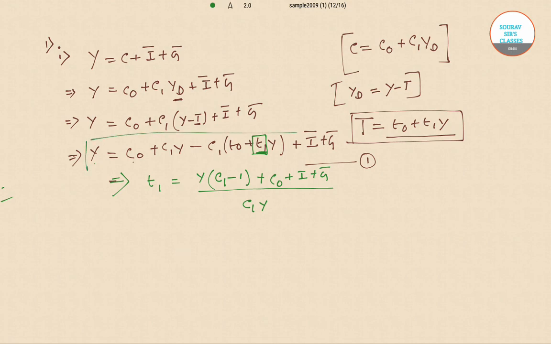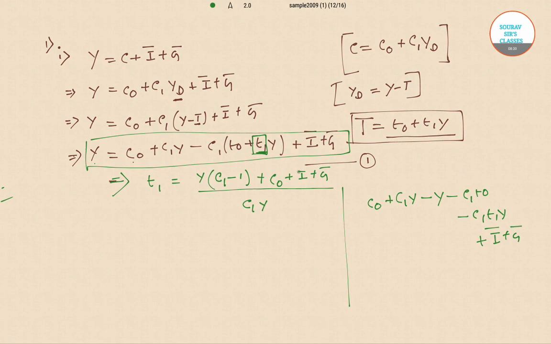Suppose if you simplify this equation, we'll do it here, you will get C naught plus C1Y. If you take this Y on the right hand side, it will become minus Y minus C1 T0 minus C1 T1Y, and finally we will be left with I bar and G bar. So this I bar and G bar will remain constant, and here we will have 1.